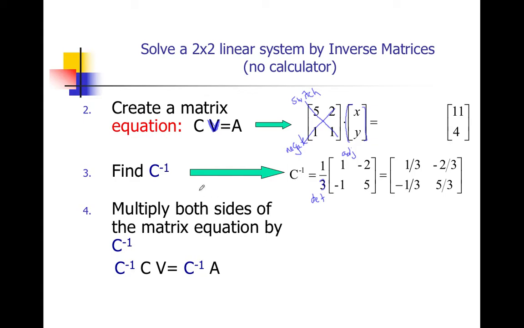Now you are going to multiply, but remember you need to multiply appropriately. You need to left multiply both sides of the equation by C inverse. Then you're going to use the associative property of matrix multiplication, and you're going to multiply C inverse times C, which gives you what? Let's write the identity.